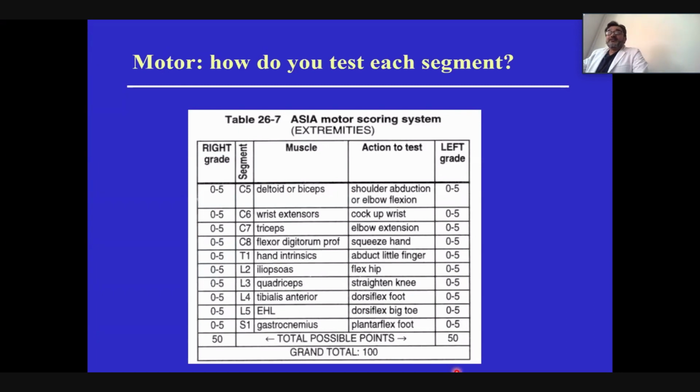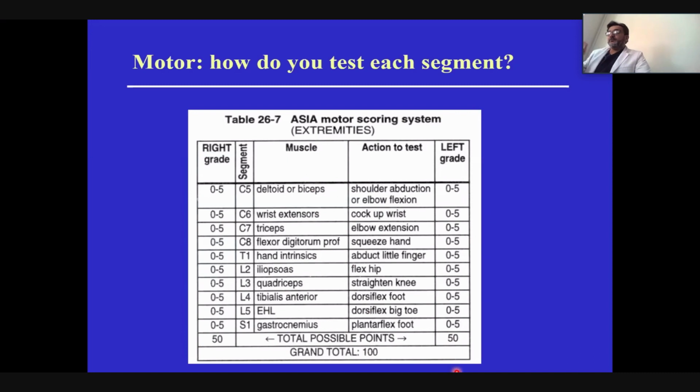If you want to ask the patient to flex the hip, it is iliopsoas, and the segment you are testing is L2. If you are extending the knee, this is quadriceps, and you are testing L4. And if you ask the patient to dorsiflex, this is the extensor hallucis longus, and the segment you are testing is L5. And if you are doing plantar flexion, that is the function of the gastrocnemius, and the segment is S1.